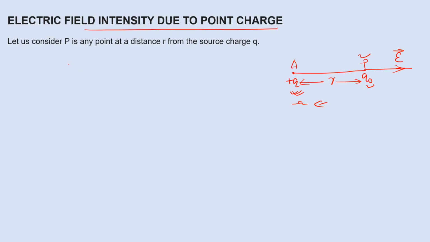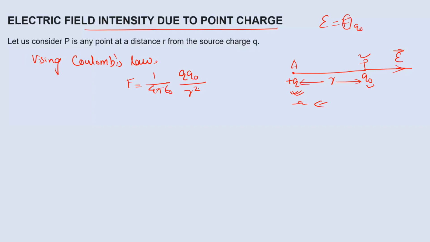Clear? Now what have we seen from Coulomb's law? It gives us the force, right? We have seen the electric field intensity is force per unit test charge. So for this, first we will see the force using Coulomb's law. F is equal to 1 by 4 pi epsilon naught, Q Q naught, that is the product of the charges, by the square of the distance between them, times r cap, which is the direction.